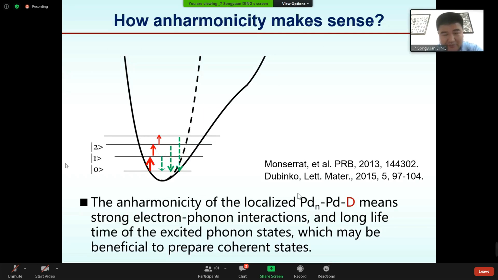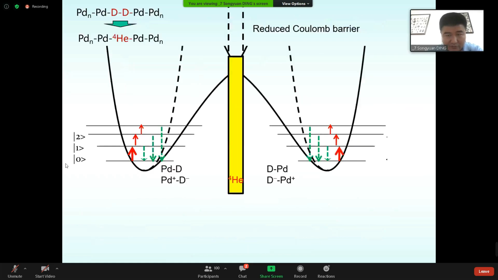For the palladium D system, anharmonicity means the electron-phonon interaction is also very strong. Furthermore, the lifetime of the excited phonon state is also longer than in the harmonic model, which may be beneficial to prepare the coherent state.